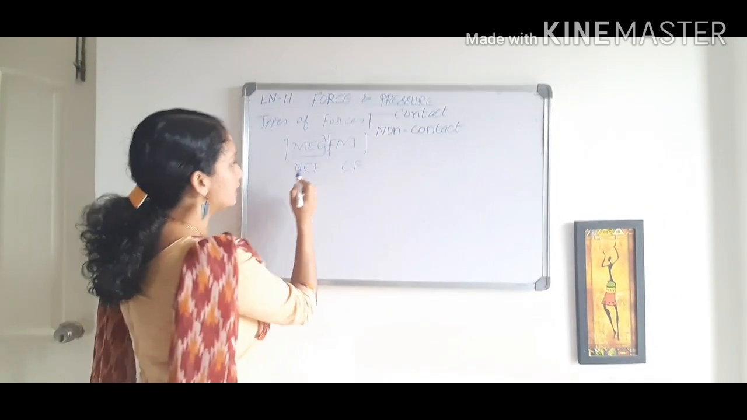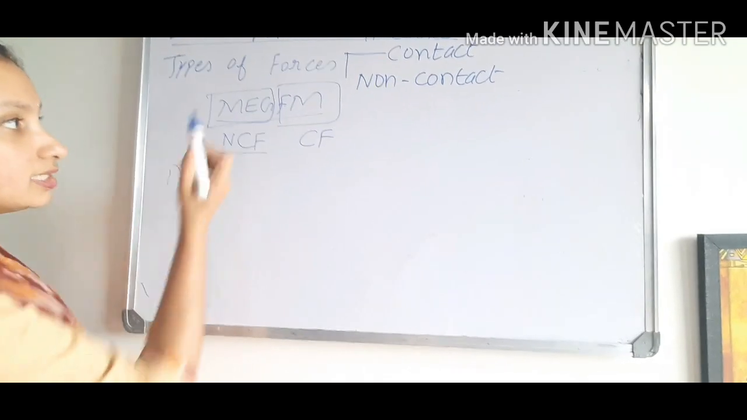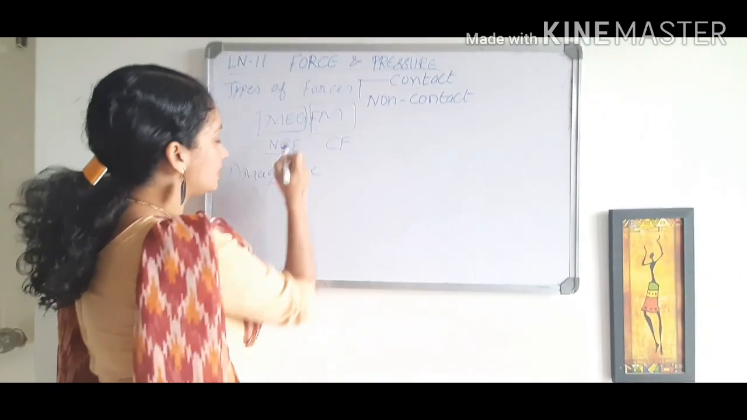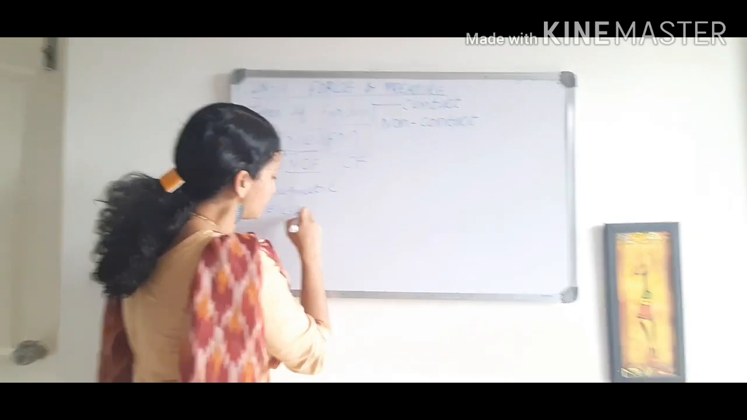So first we'll see non-contact forces. What are the non-contact forces? M for magnetic. Then see, here it is E for electrostatic.